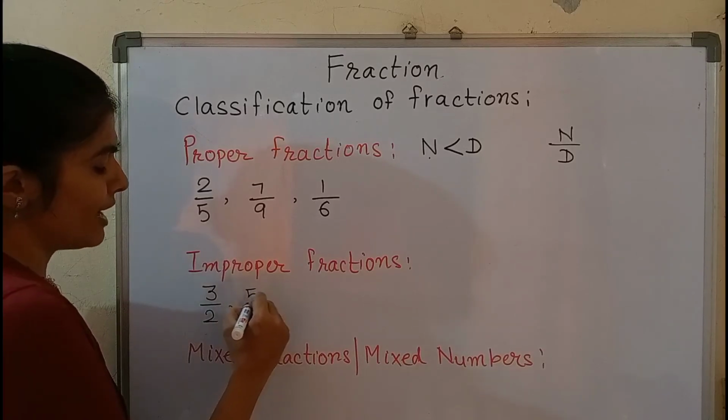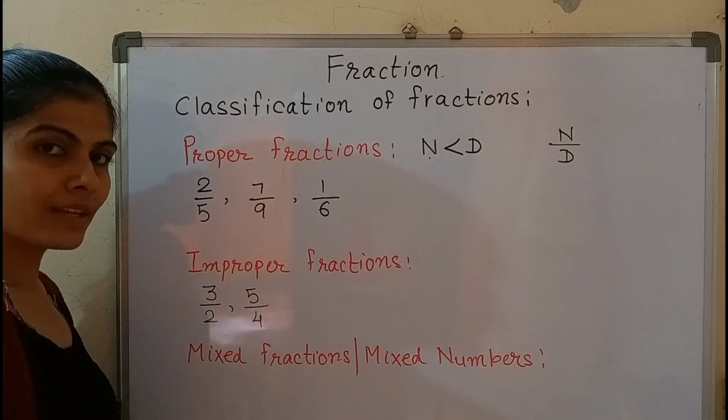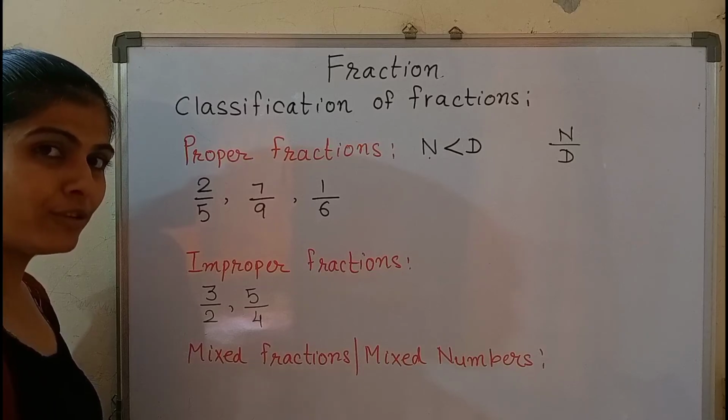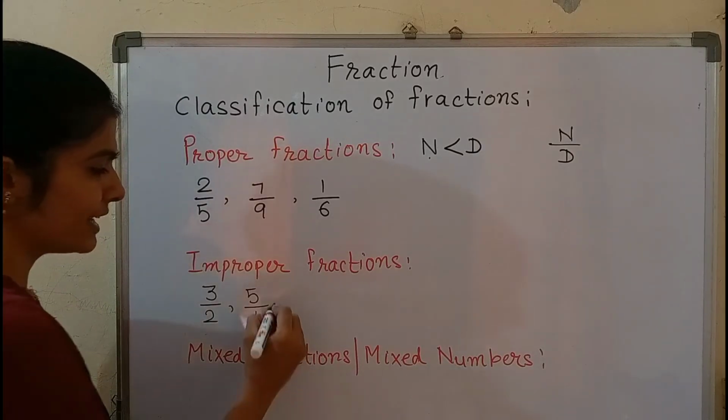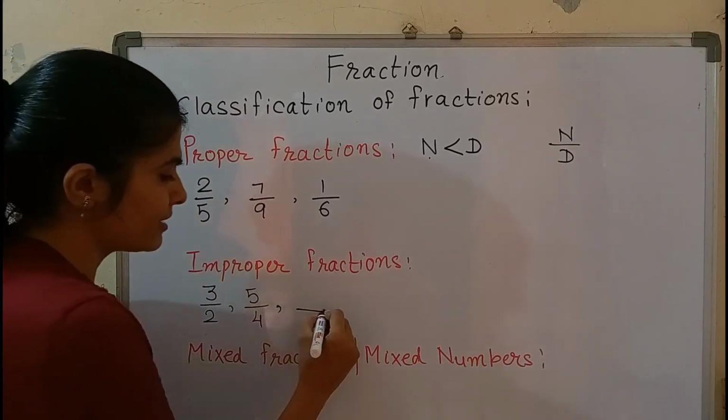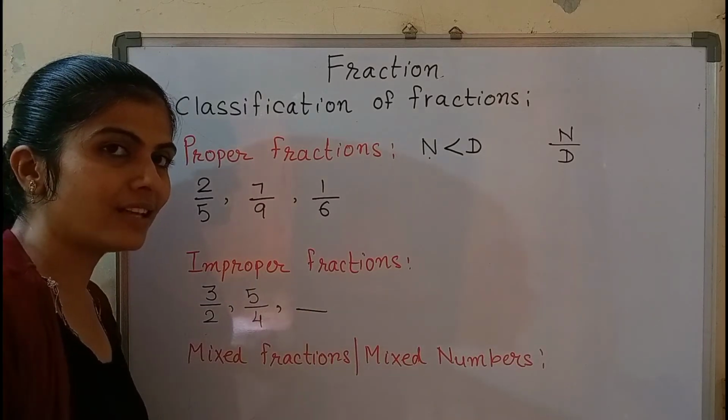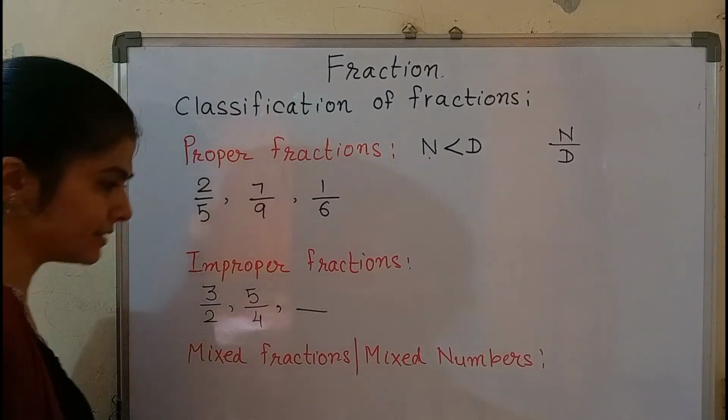Now the next one is 5 out of 4. Can I get 5 parts out of 4? If you divide something into 4 parts, how could you get 5? Not possible, right? It doesn't make any sense. Rather than saying not possible, we can say it doesn't make any sense.